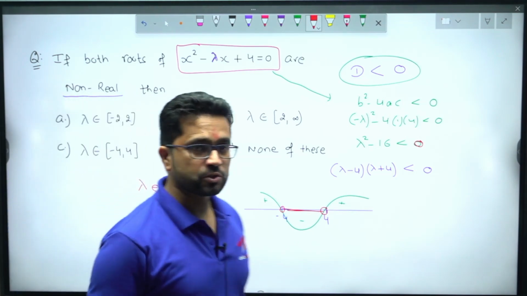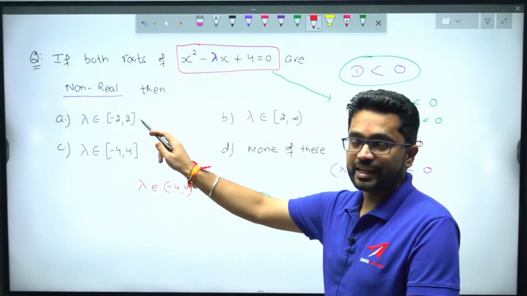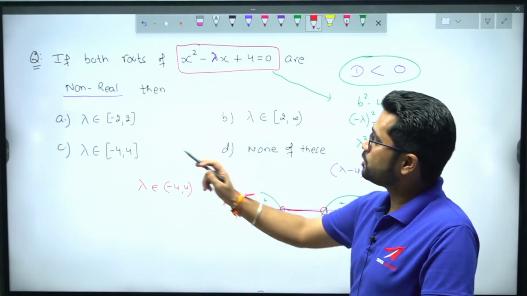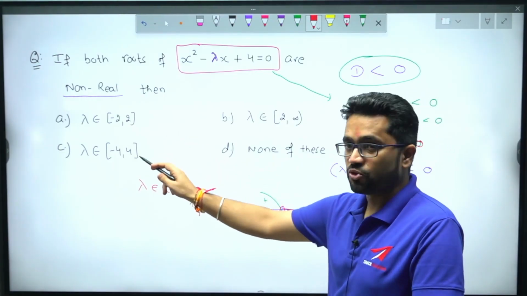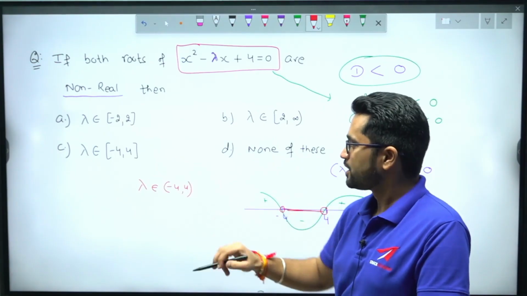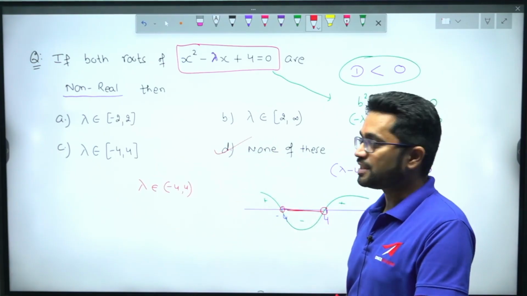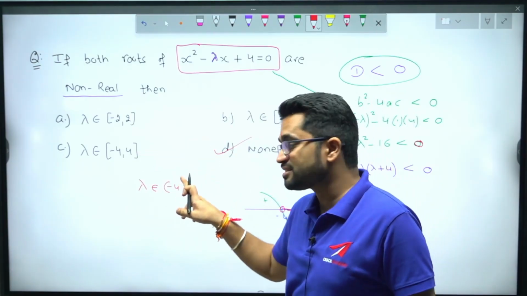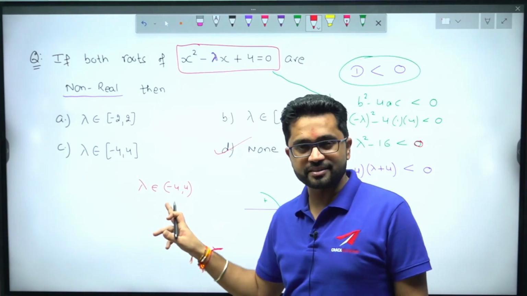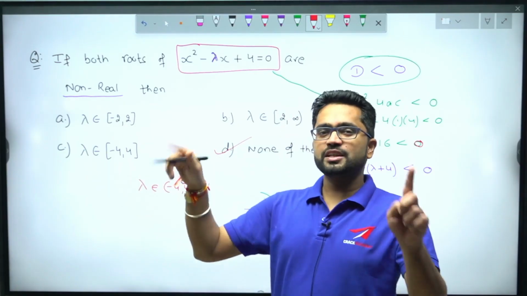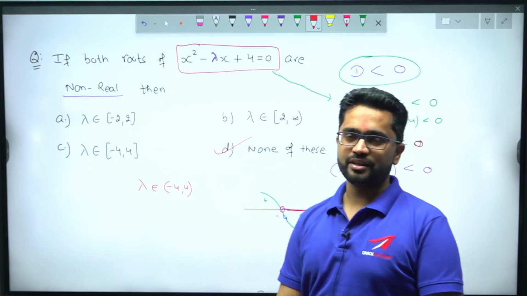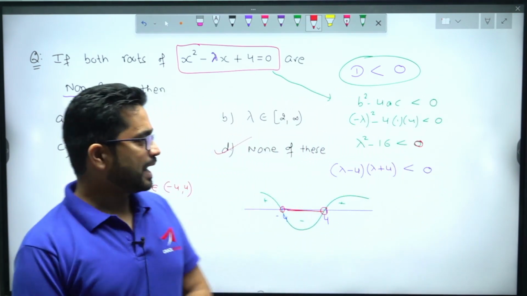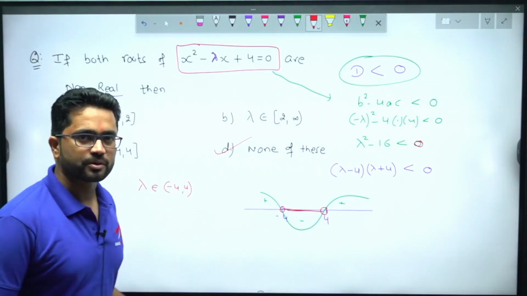Okay. So which option should we mark? The first one? No. The second one? No. The third one, yes, minus 4 to 4, but square bracket, no. So the fourth, none of these, because the exact answer has only simple open interval, simple brackets. Option C is saying square bracket, that means they are going for the closed interval. Okay. So if the roots are non-real, lambda belongs to minus 4 to 4.